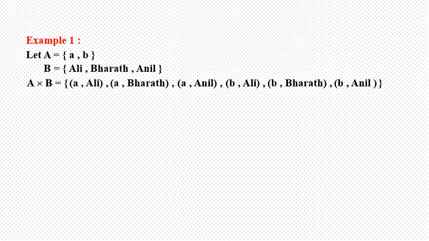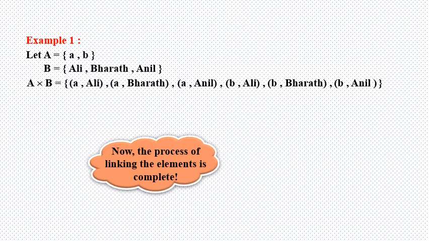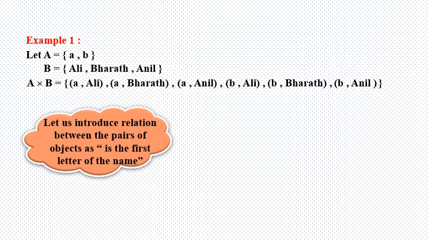Now I say the relation like this. The process of linking the elements is complete. Let us introduce a relation between the pairs of objects as "is the first letter of the name". It means that in the given ordered pairs I have to make a selection where the first letter of the word is present. Here Bharat is there, B must be present here, not here, it cannot be taken. Like that I have to select a relation where the first element must be the first letter of the name.